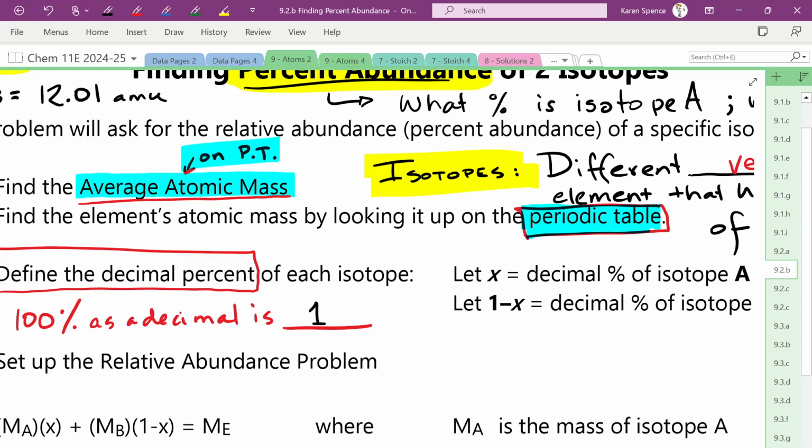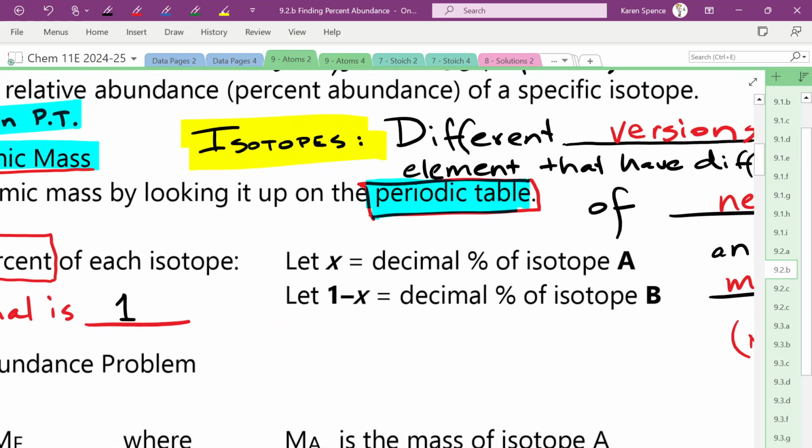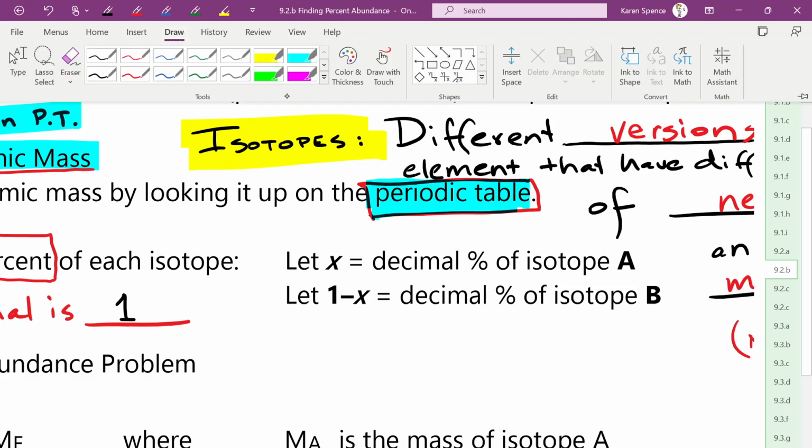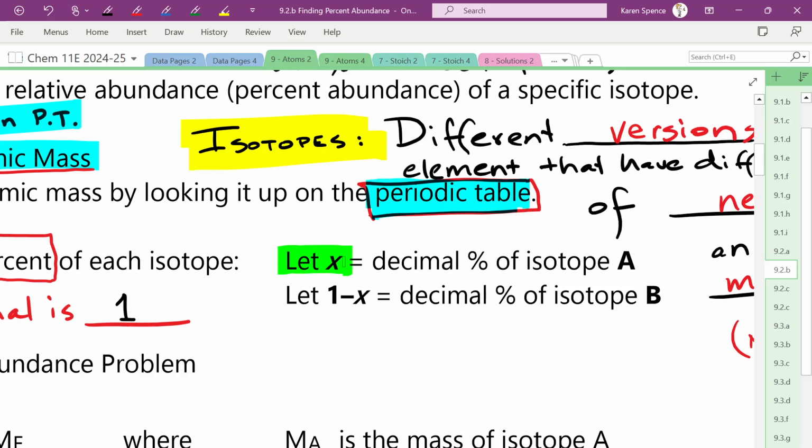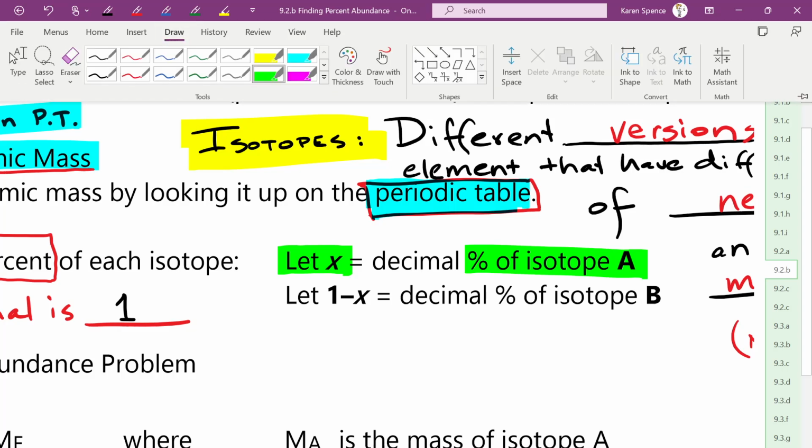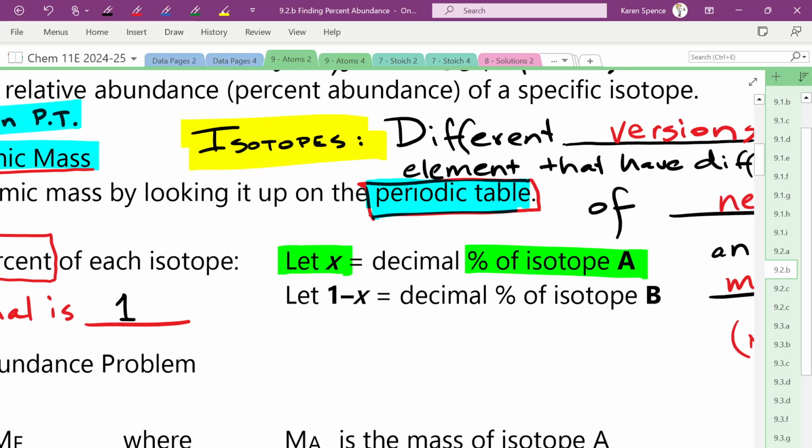So if we let X equal the decimal percent of isotope A, then 1 minus X would be whatever the other one is, yes? 100% minus whatever percent isotope A was. That's going to be the percent of isotope B. And if we add those two together, we will get the average atomic mass, okay?